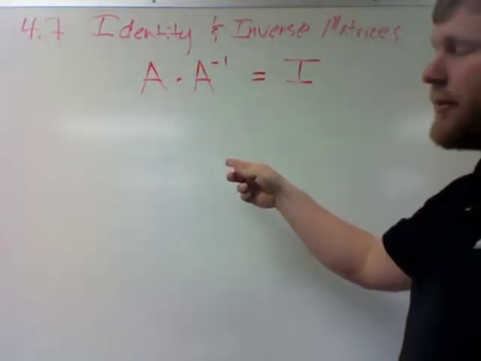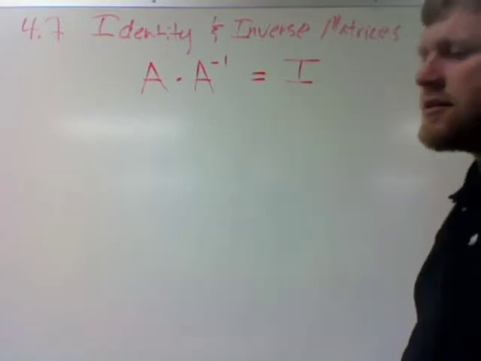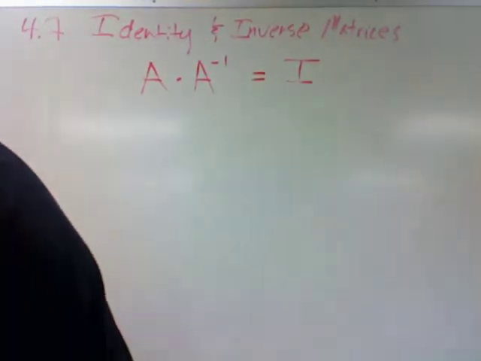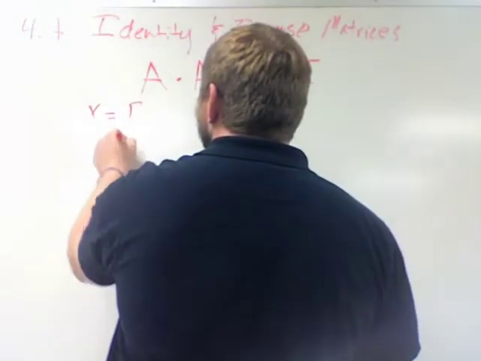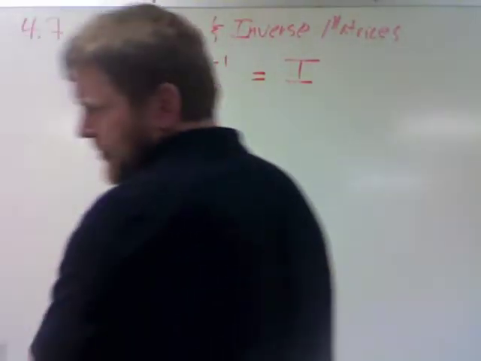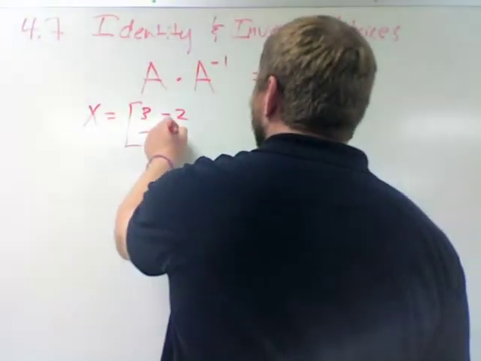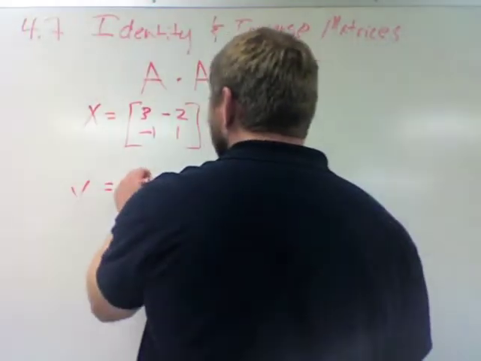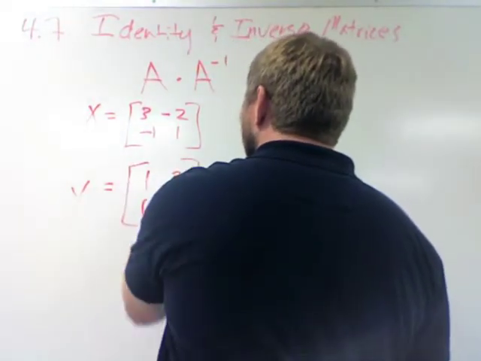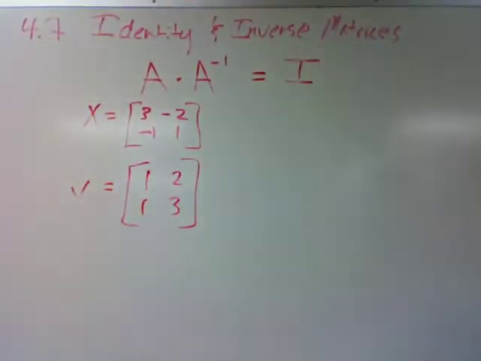And we just started talking about the identity matrix, so you should know what that looks like, whether it be a 2 by 2 or a 3 by 3. All right, here's an example. I want to know if these two matrices are inverses of one another. Matrix X is 3, negative 2, negative 1, 1. Matrix Y is 1, 2, 1, 3. I want to know if these two matrices are inverses of one another. Okay?